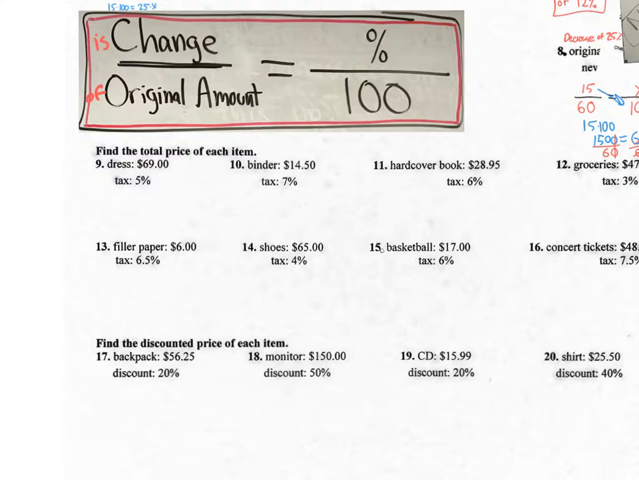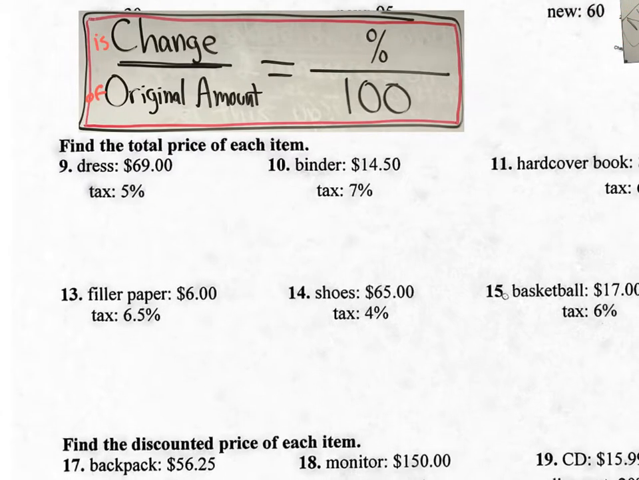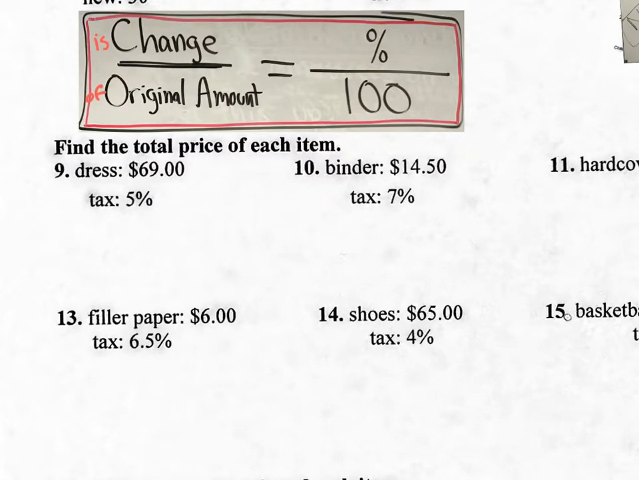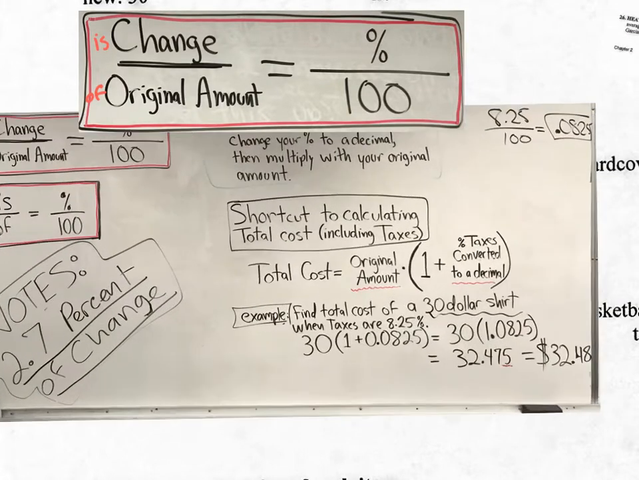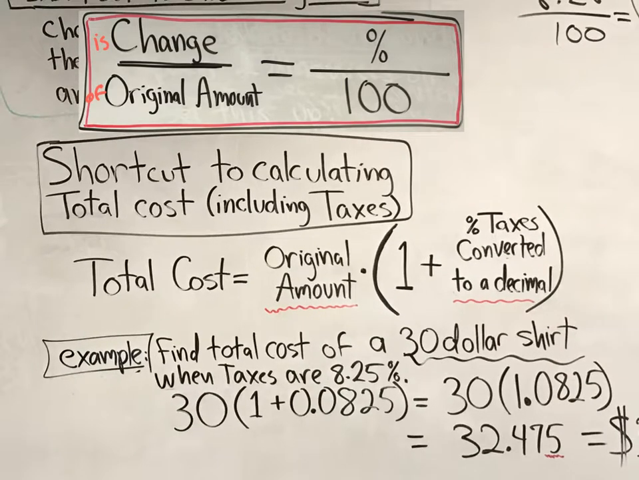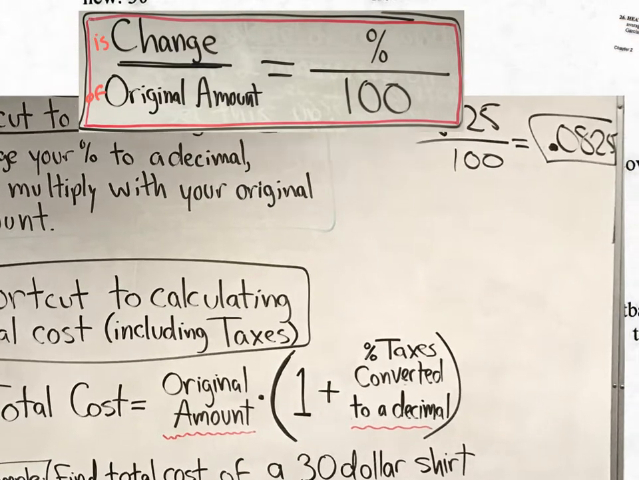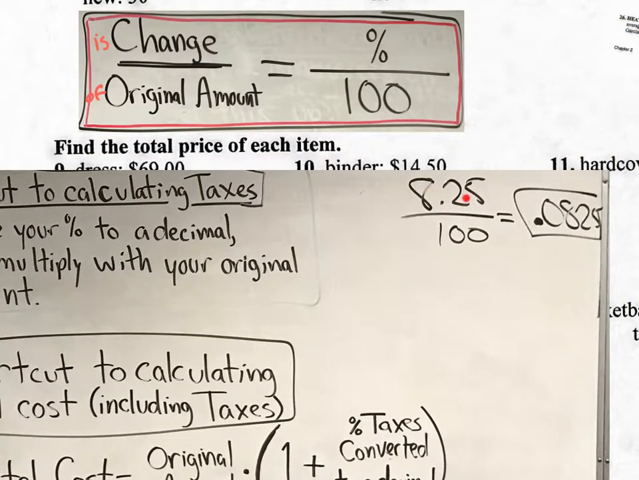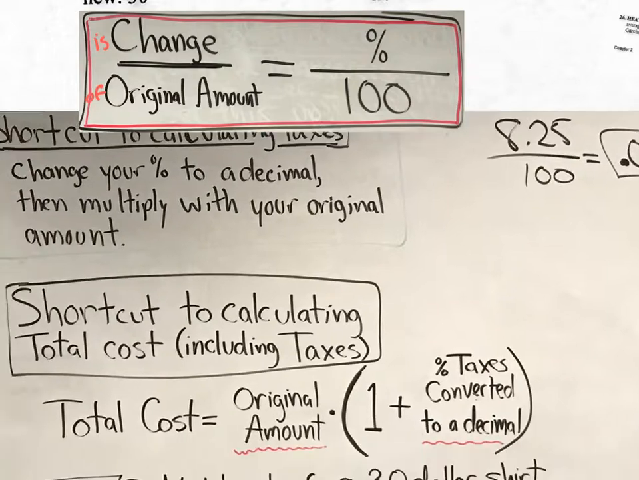So on this next section, it says find the total price of each item. On our notes, we have on our board over here the shortcut to calculating the total cost, especially here in El Centro, where you do your original amount times 1 plus the taxes of El Centro converted to a decimal. The taxes, 8.25%, converted to a decimal is 0.0825, but that's only for El Centro.